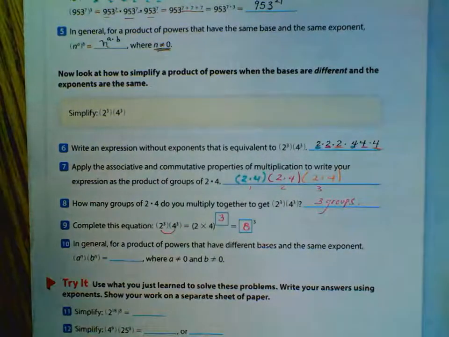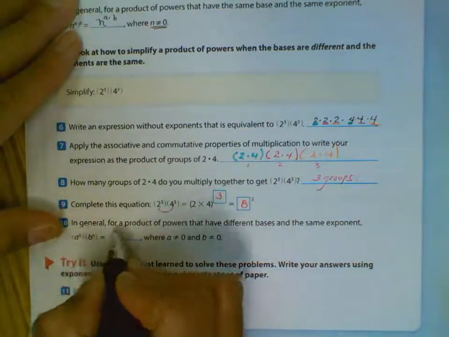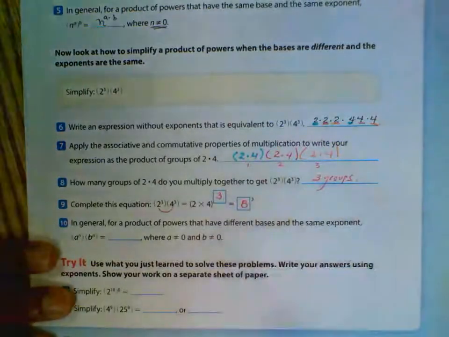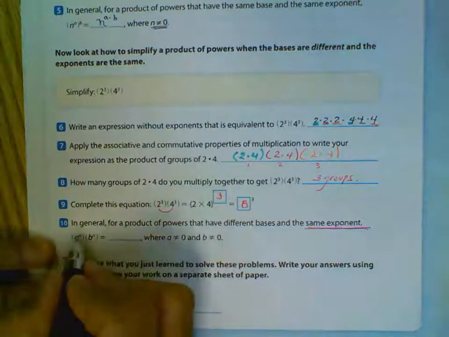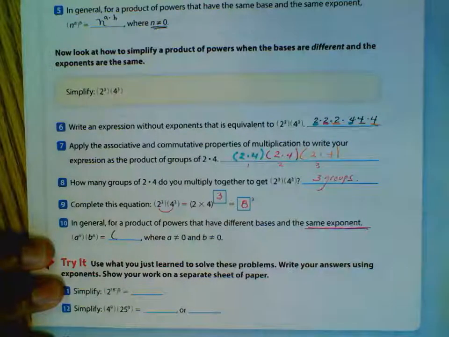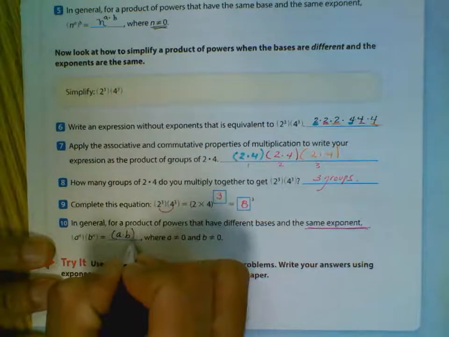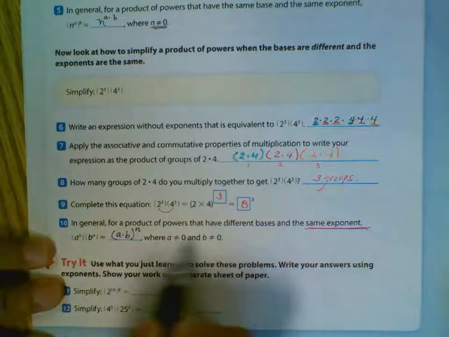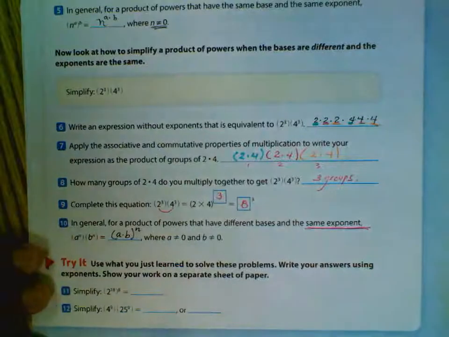So what is the general form? Remember, we are looking for the formula. What is the general form? In general, for a product of powers that have different bases and the same exponent, A to the n times b to the n is equal to a times b to the n power, where a is different than 0 and b is different than 0. So neither of these two numbers can be 0. They have to be different than 0.